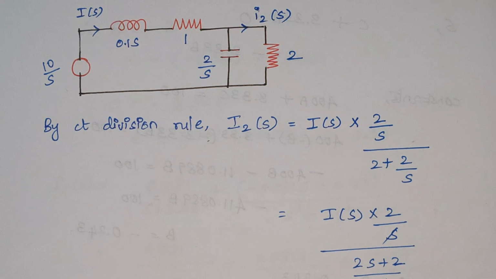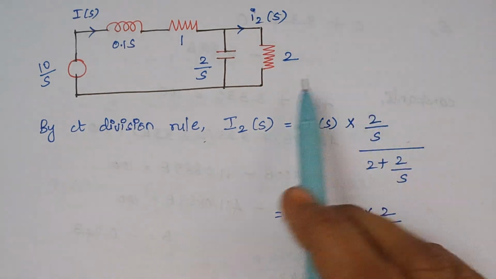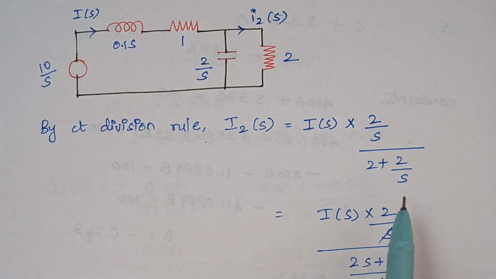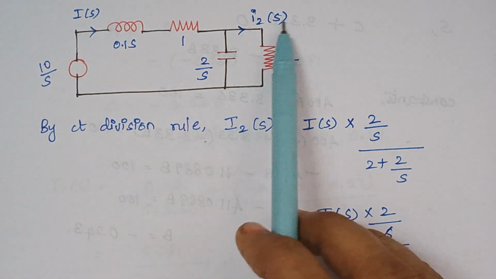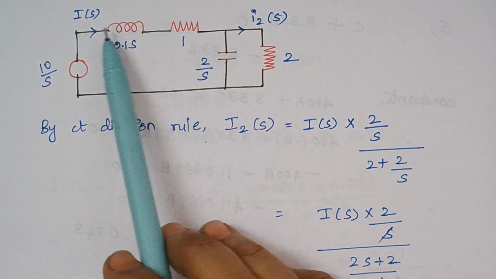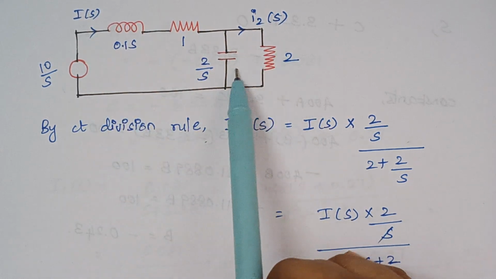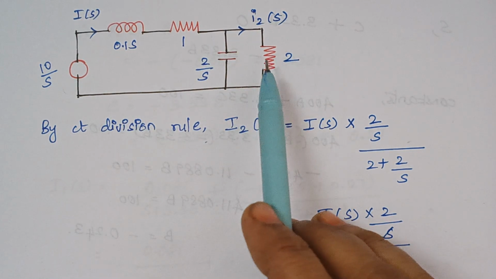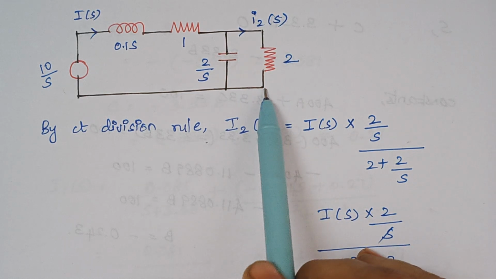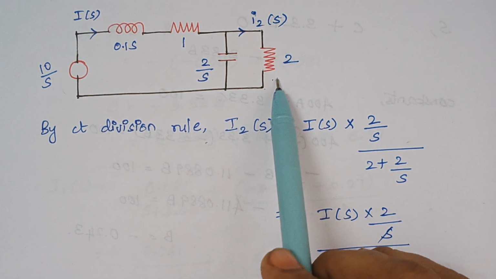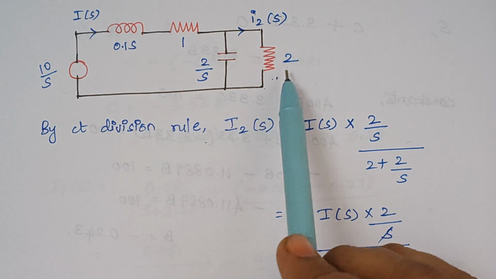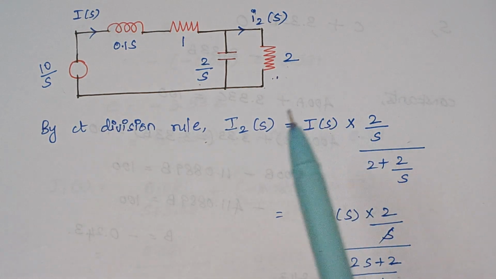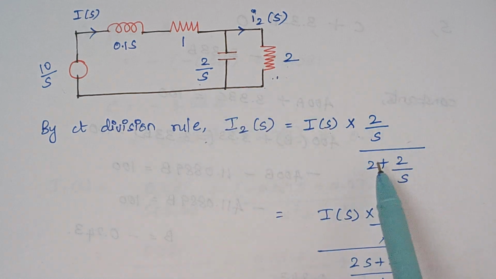Now we are going to apply our current division rule. Right. So what is the current division rule? Current division rule is nothing but total current into opposite resistance divided by total resistance. So here we are finding I2 of S. The total current here is I of S. This I of S gets divided into 2. So total current is I of S into opposite resistance. Here we need to calculate the current which flows through this. The element which is opposite to this resistor is 2 by S. Therefore, total current into opposite resistance divided by total resistance. Therefore, that becomes 2 plus 2 by S here.